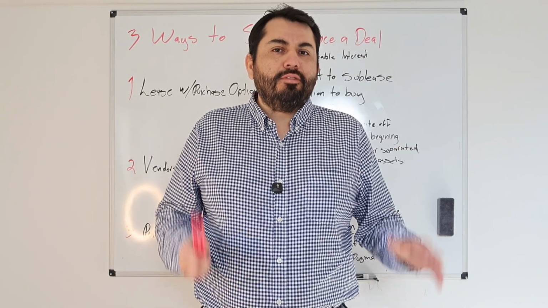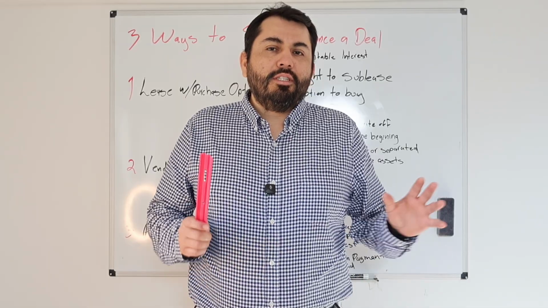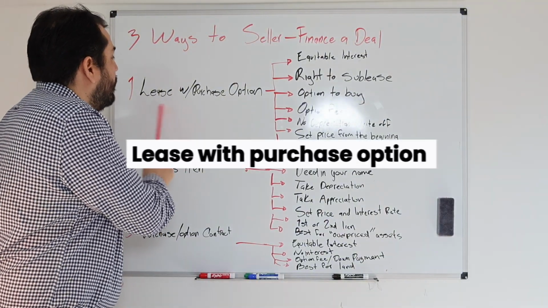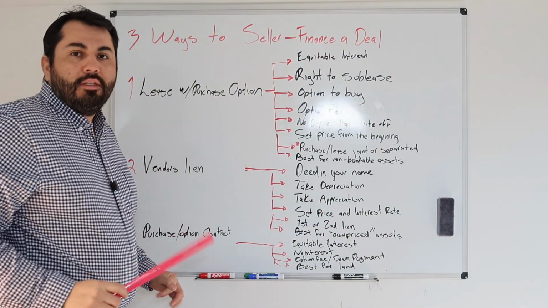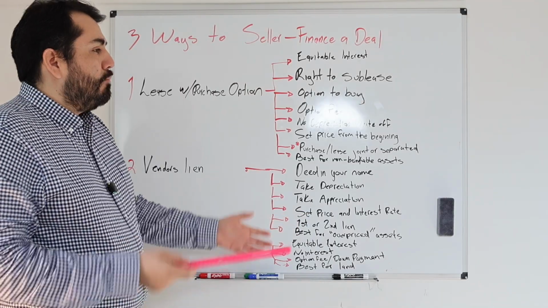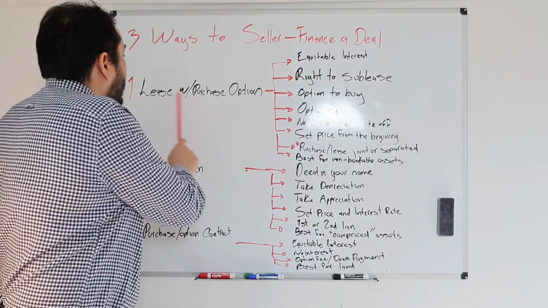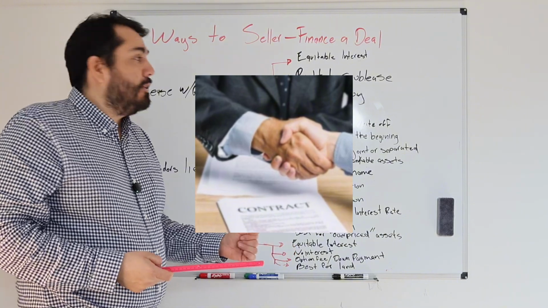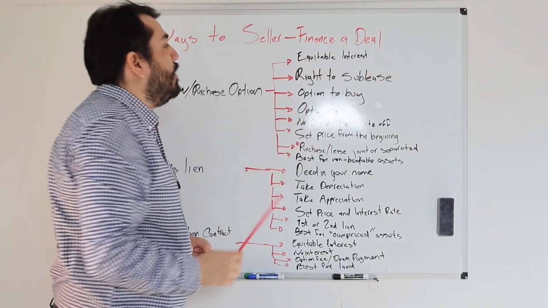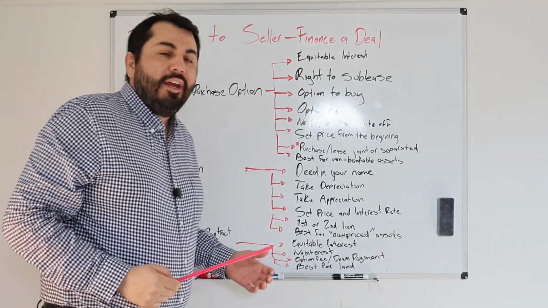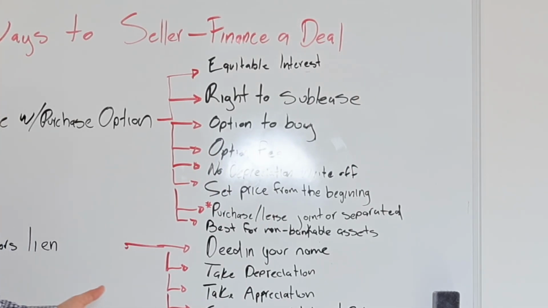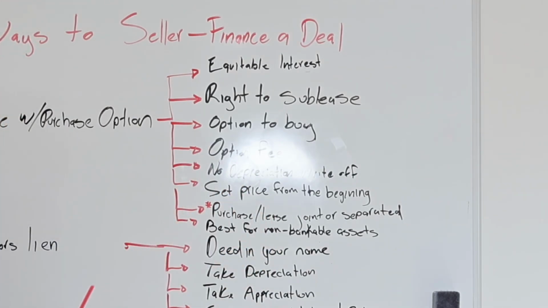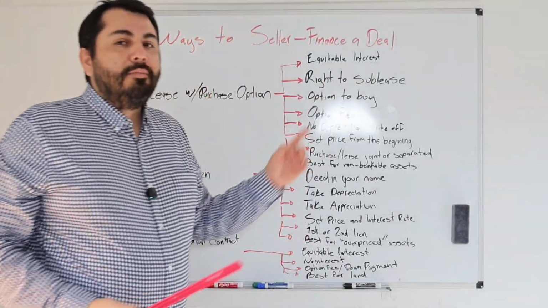Okay, now I will show you the 3 ways to set up a deal with seller financing. The first way to set a deal is with a lease with purchase option. This is not right away a purchasing transaction, but mostly a lease. And then after the lease, you have the option to purchase the property. So that means we have an equitable interest here. We are not purchasing the property right away, but we have a right to purchase it, and we have a lease in place. So this is very important.